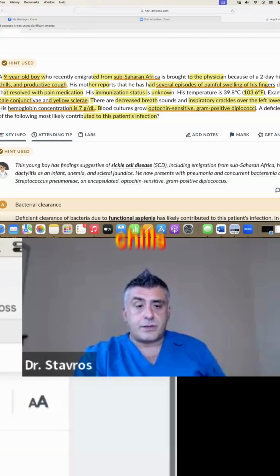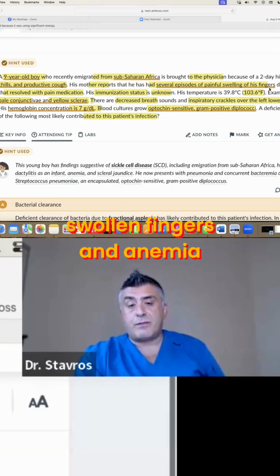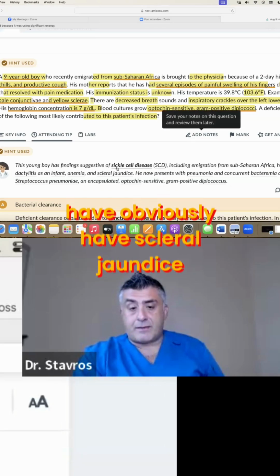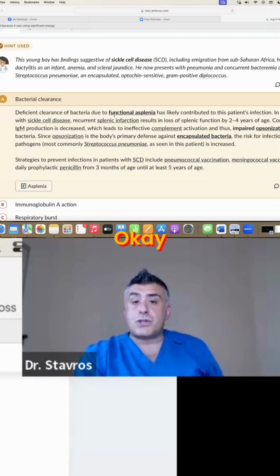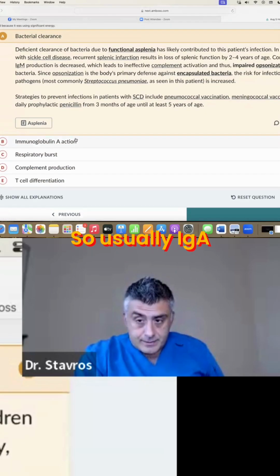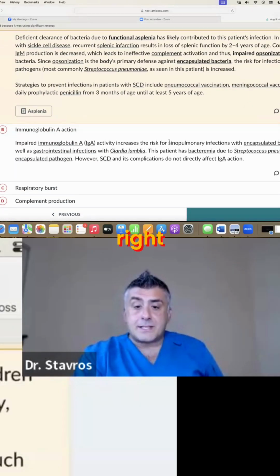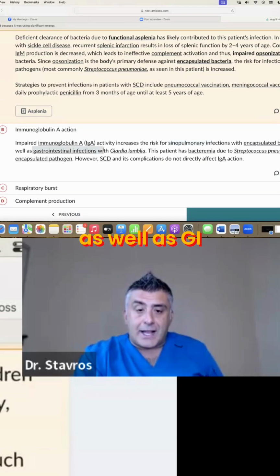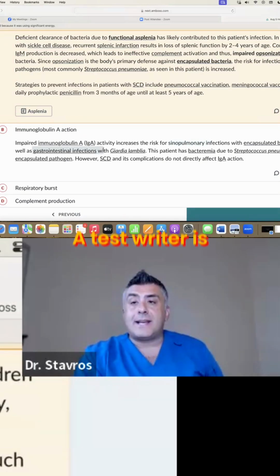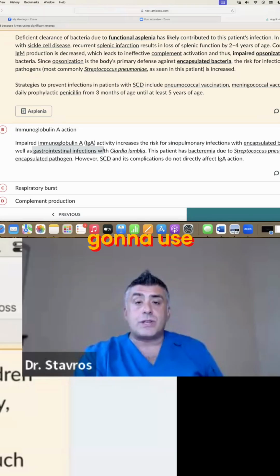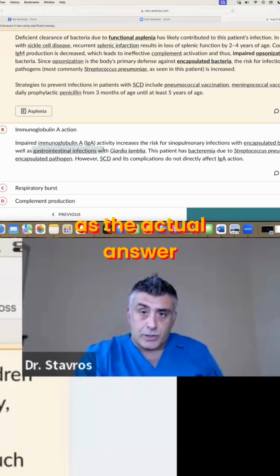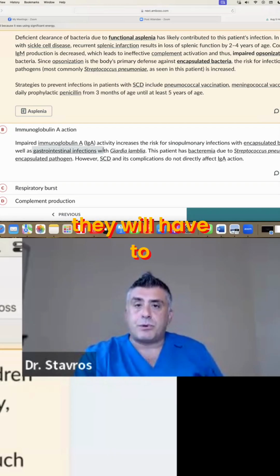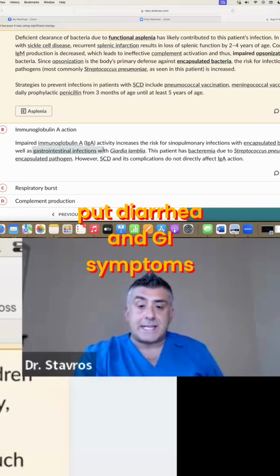Africa, fever, chills, cough. Now, all I see is respiratory stuff, swollen fingers, and anemia, and obviously scleral jaundice. Okay, so usually IgA, right? Sinopulmonary infections, as well as GI. This is important. If a test writer puts IgA as the actual answer, they will have to put diarrhea and GI symptoms.